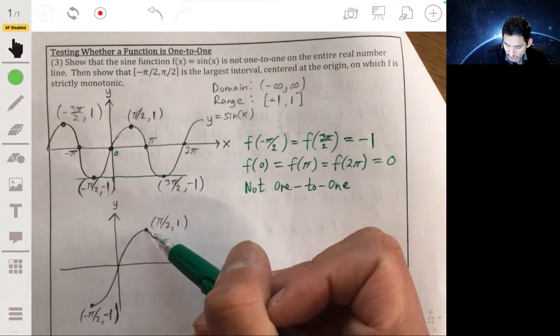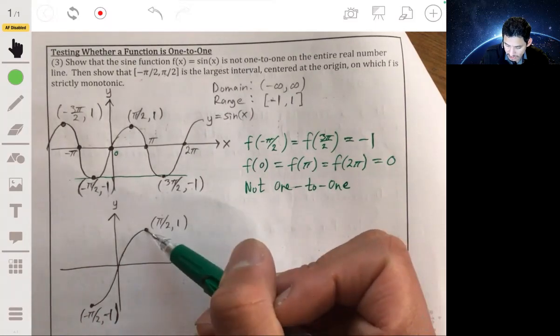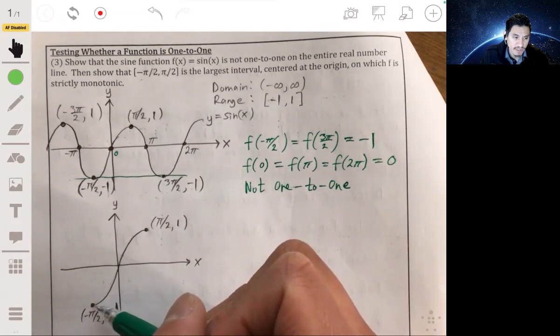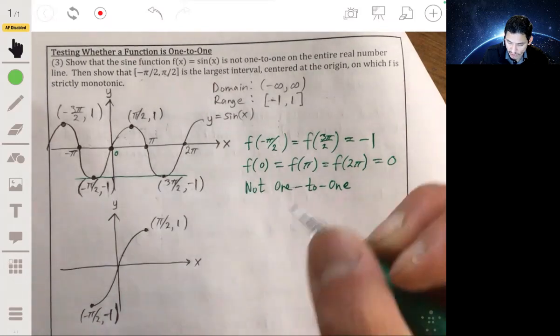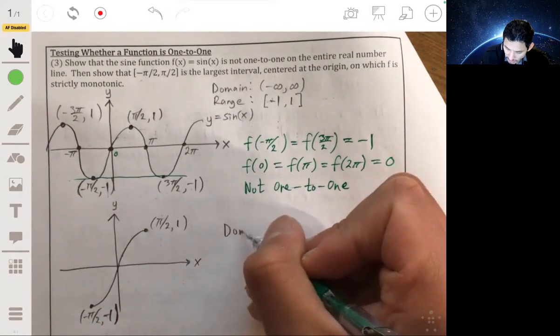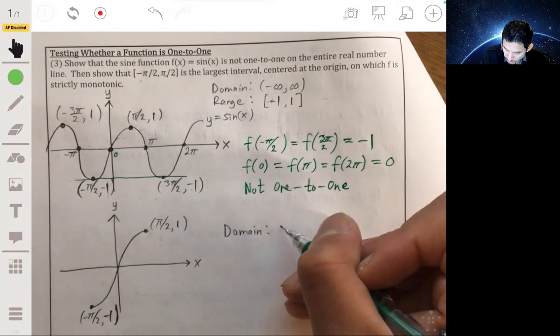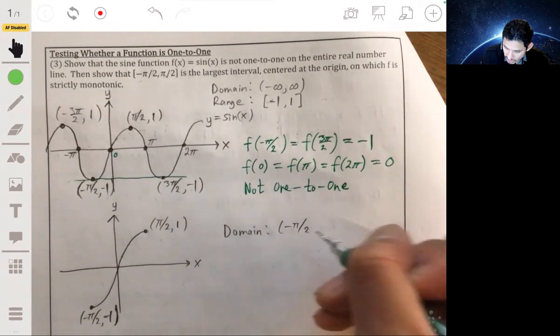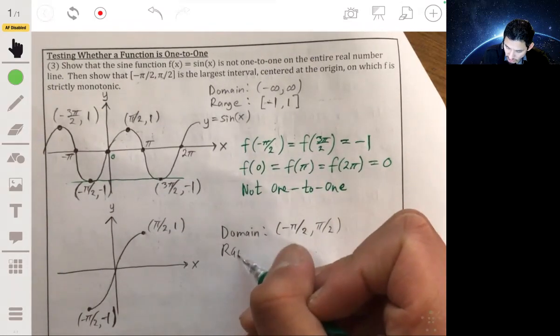So the y value of pi over 2 occurs only once because it never goes beyond this. We're going to stop the cycle, and we stop the cycle over here, so the y value of negative pi over 2 never occurs more than once. So essentially, we've cut off the domain to be from negative pi over 2 to pi over 2. The range, though, stays the same.